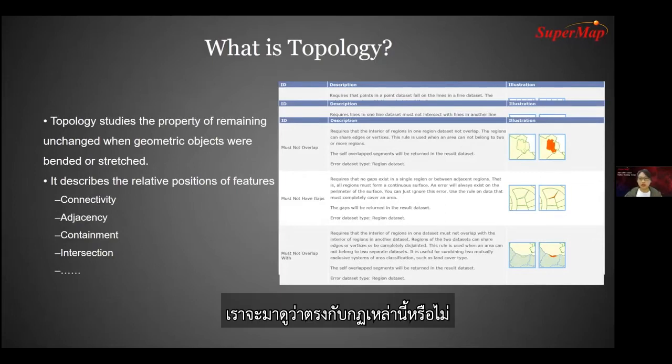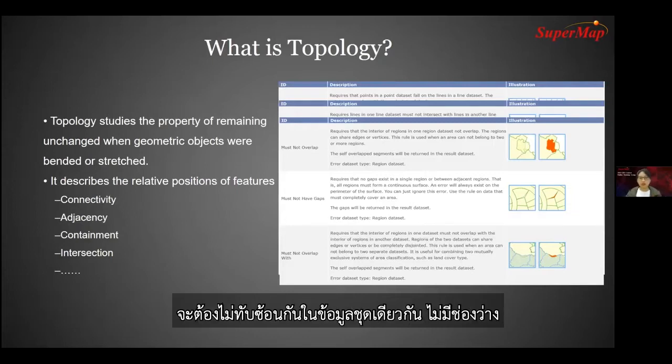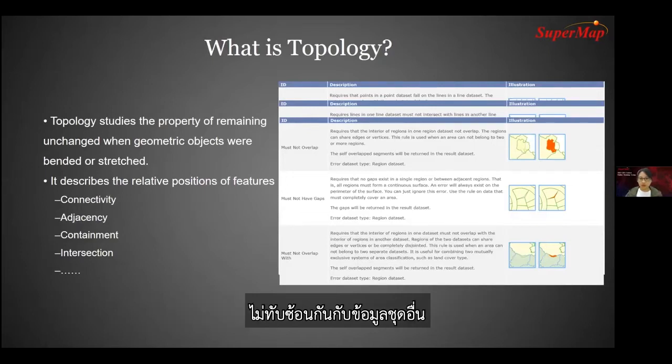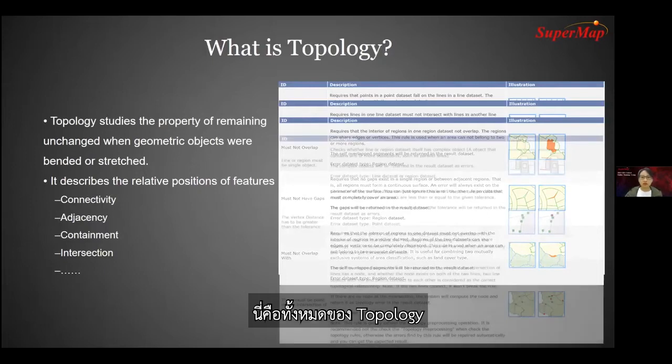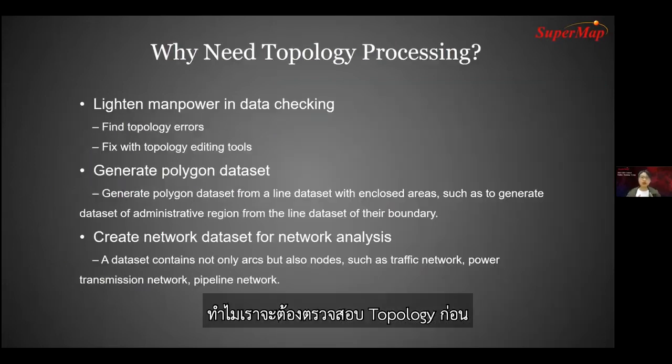And for the region and regions relationship, we can check if these two regions meet these rules, just like must not overlap, must not have gaps, or must not overlap with such like this rules. So this is about the topology. So why do we need to check the topology?